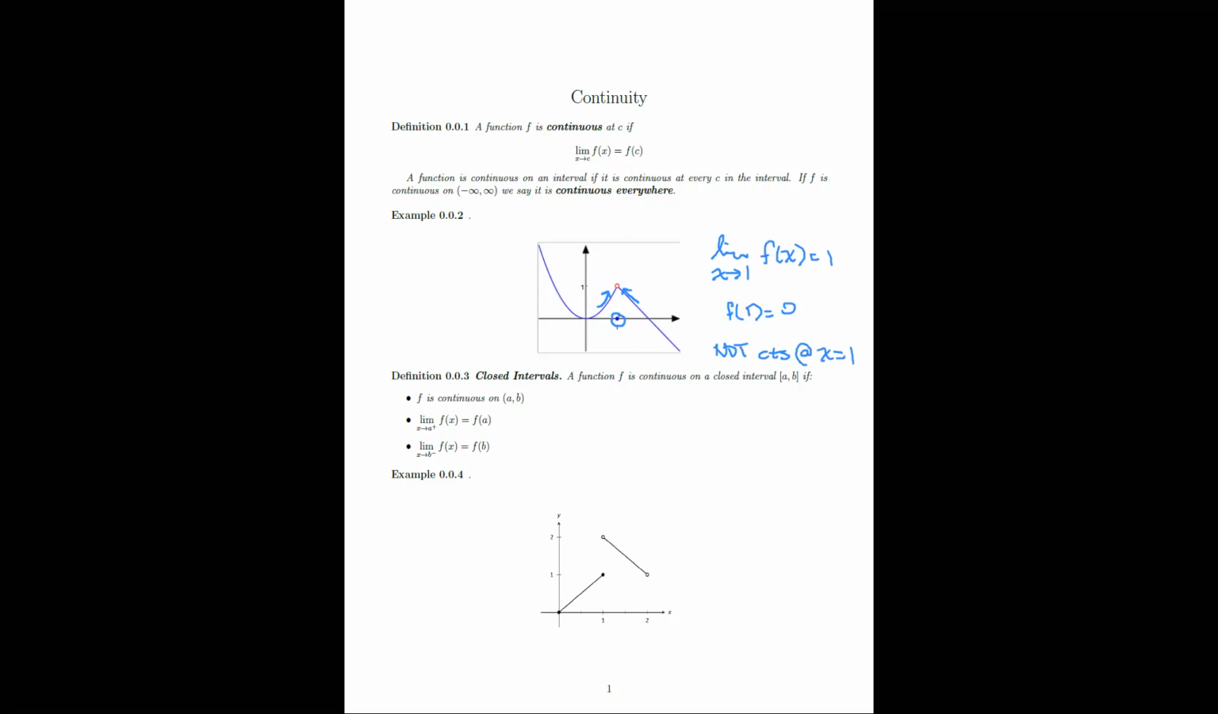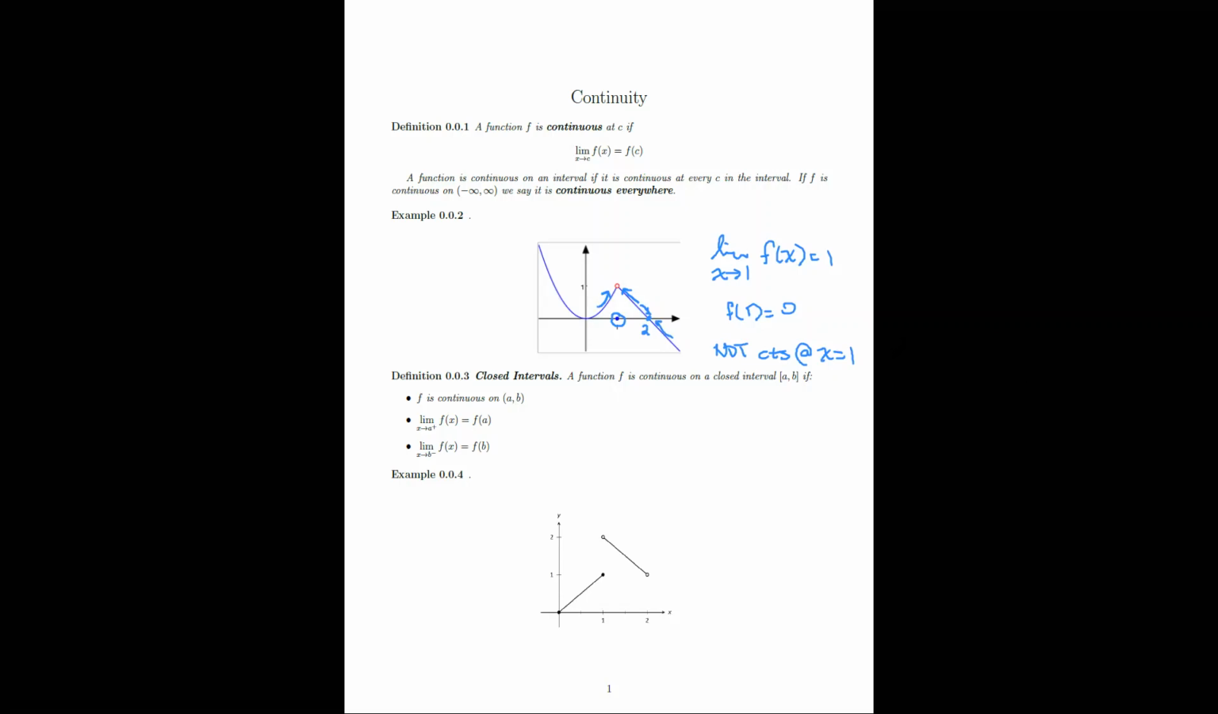It is continuous at a lot of other places though. So for instance, if we're looking at this point where x equals 2, our limit as we're approaching this is 0, and our function itself is also 0. So it is continuous at x equals 2.